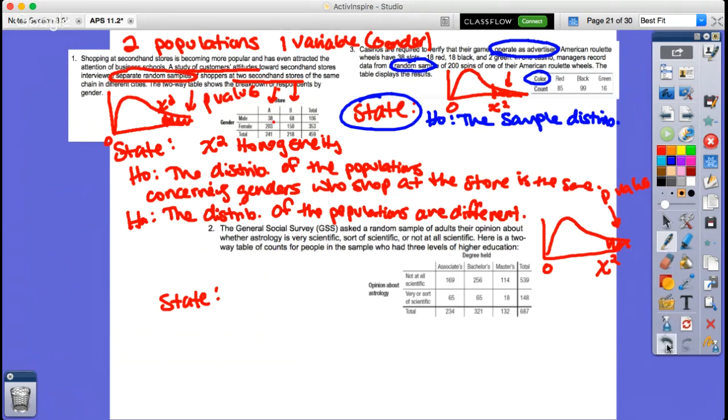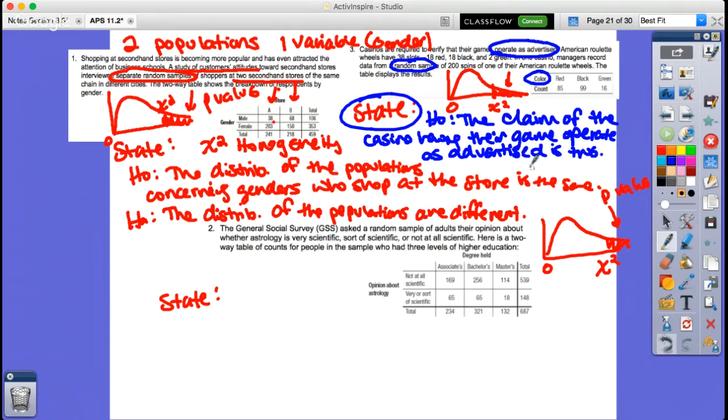Wait, hold up. I can make this a little bit better. We actually have to assume that the claim they are making is in fact true. Okay? So the claim of the casino, the claim of the casino having their game operate as advertised is true. And then the alternative, guess what we would say? The alternative that we're trying to show is that the claim is in fact not true.